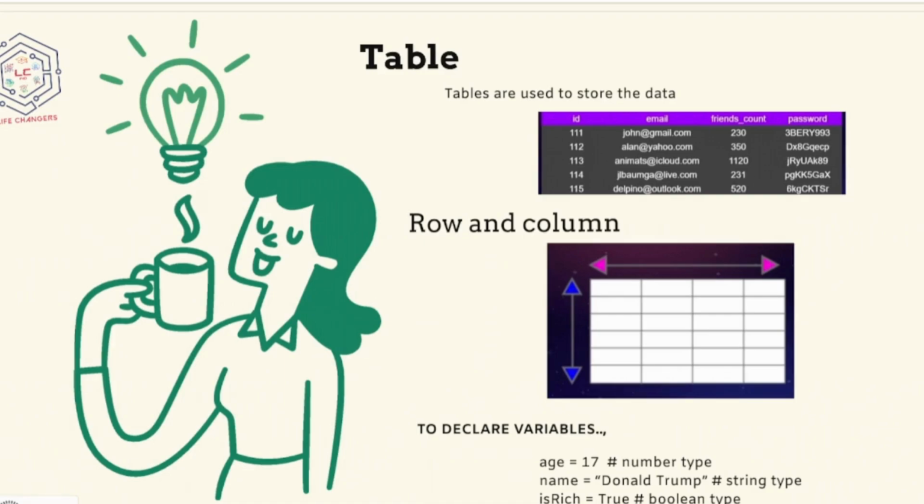If you look at the table vertically, you will see the columns. For example, look at the table. You can see the password column, then the friends count column, then the email column. So this is the column section. What about the row? If you look horizontally on the table, if you move one down, you will see the ID, then the email, then the friends count, then the password horizontally. This means a row.